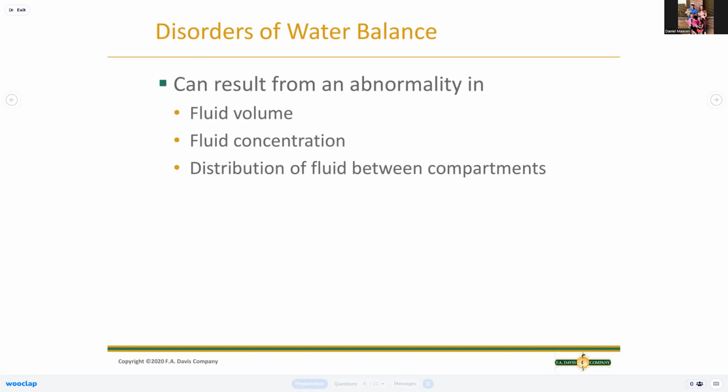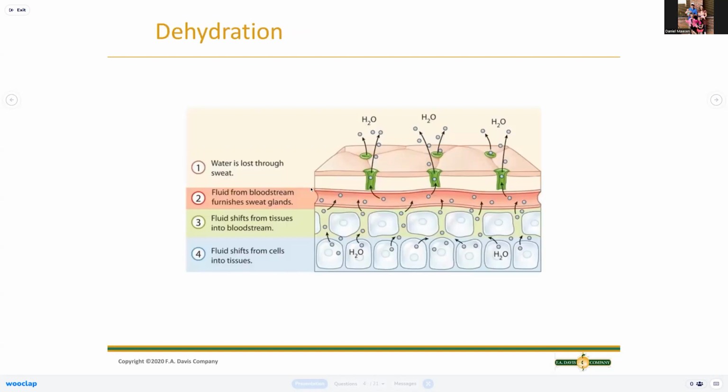There's also a nice picture here of dehydration. This is water loss in sweat. It's like a chain reaction. We're losing water because we're sweating a bunch, like if you're working out, right? Fluid from the bloodstream tries to help. It's going to shift out of the bloodstream to give these ducts and glands fluid to help cool us off.